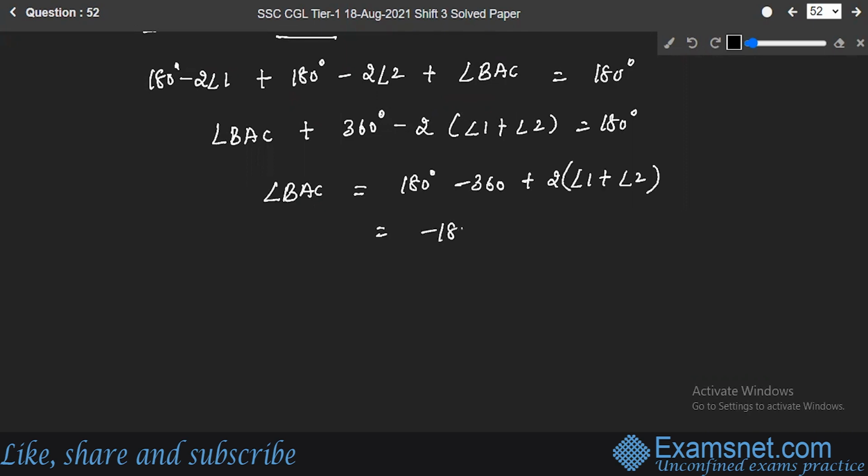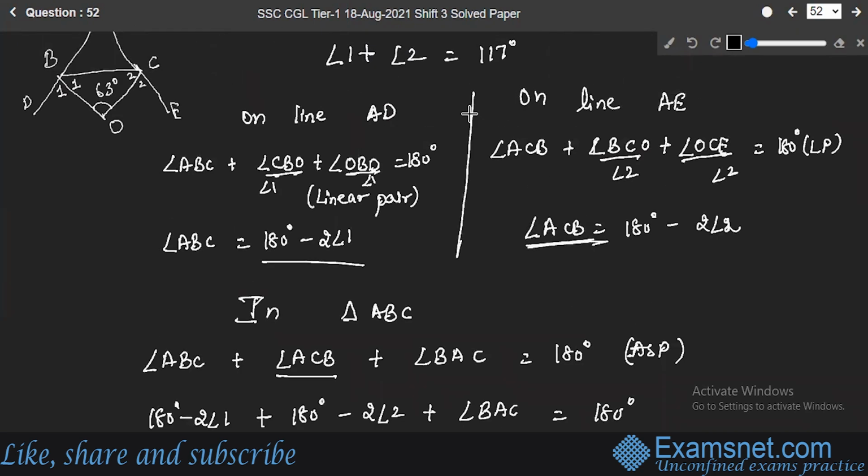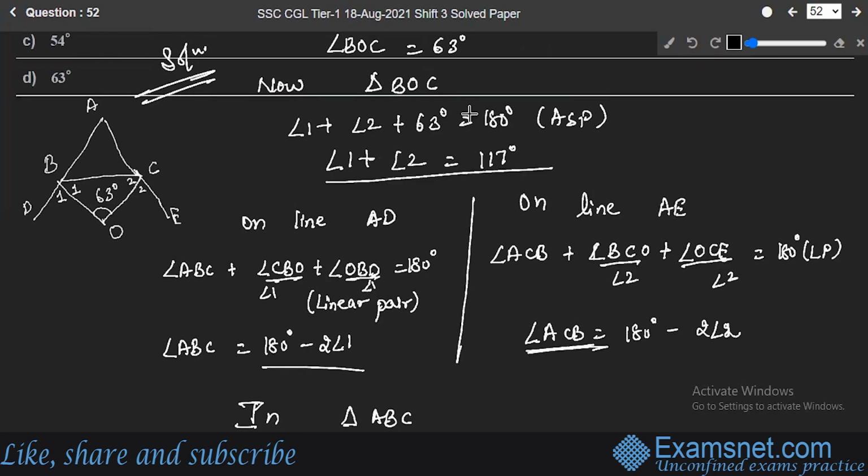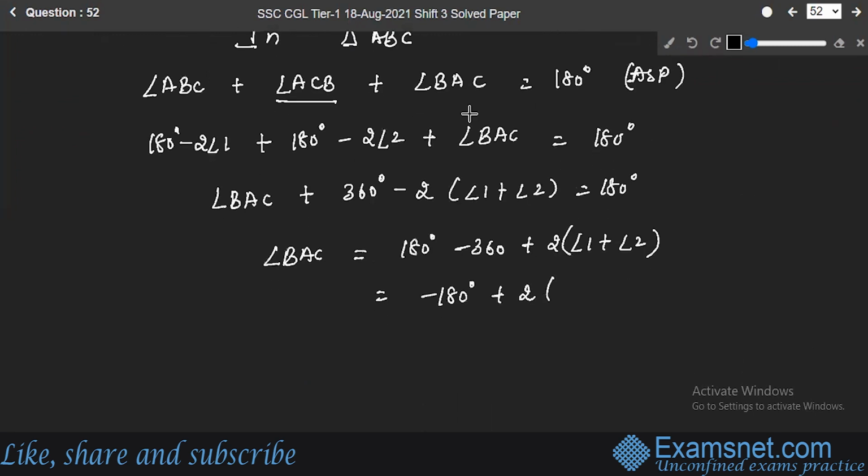So this is minus 180 degree plus what was angle 1 plus angle 2? We just solved it, right? It was equal to 170. So I'll fill it over here.